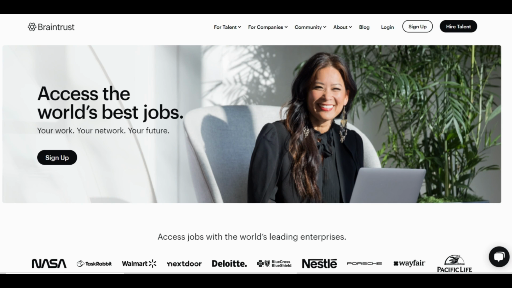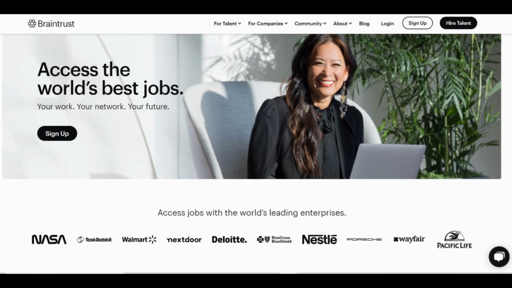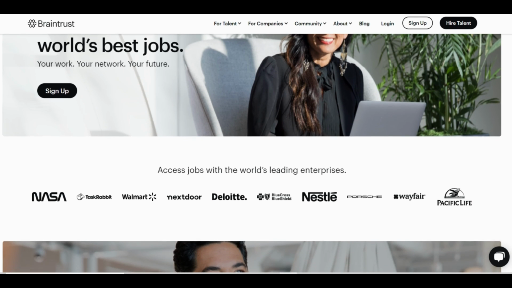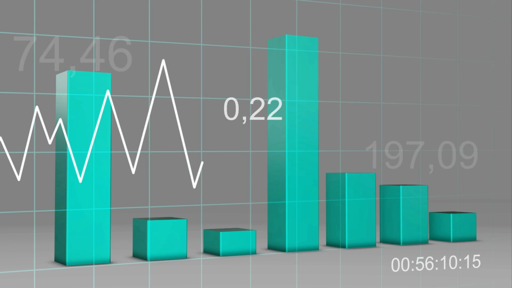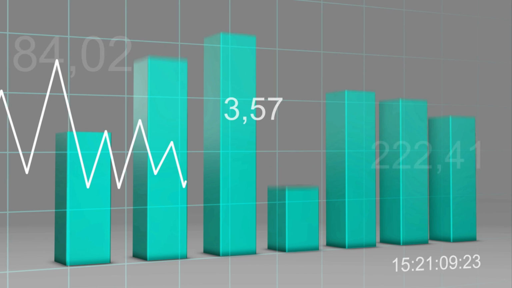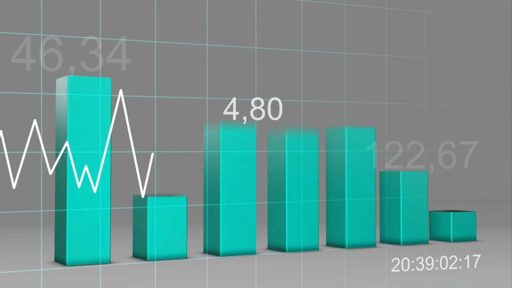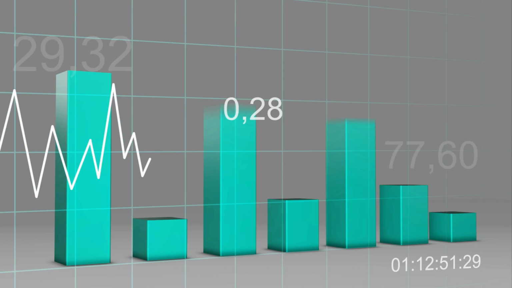To sum up, Braintrust is the first decentralized talent network enabled by a blockchain token that aligns the interests of both talent and enterprises. Cryptocurrencies are highly volatile, so your cash can go down as well as up in the blink of an eye. As always, you should never invest in something you don't understand.